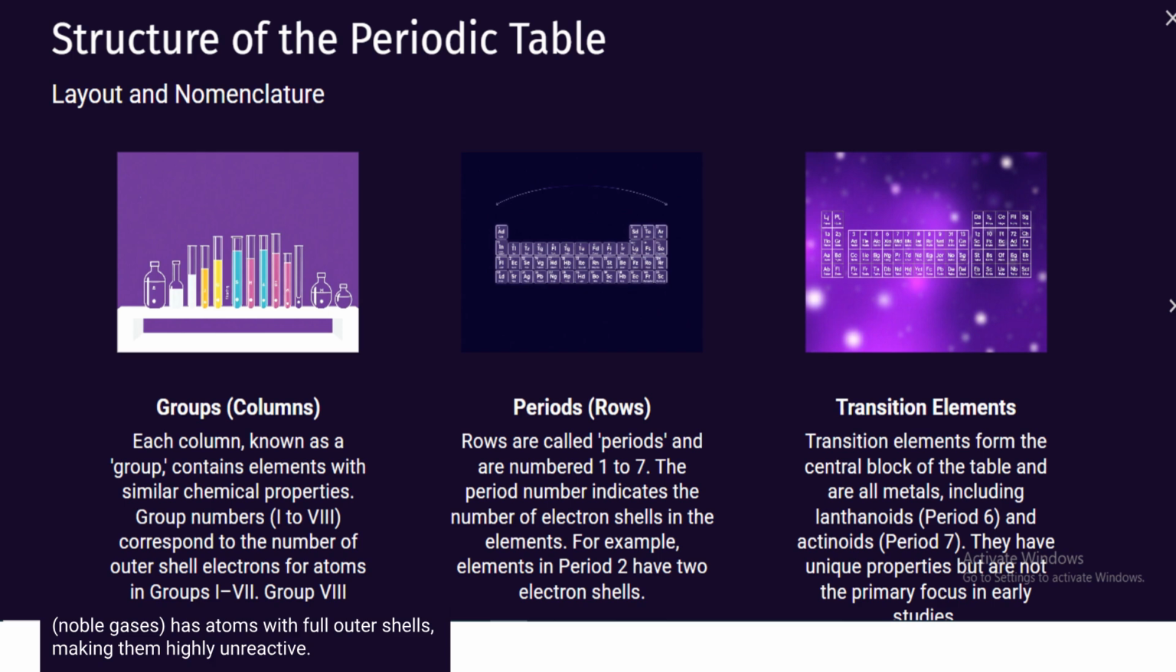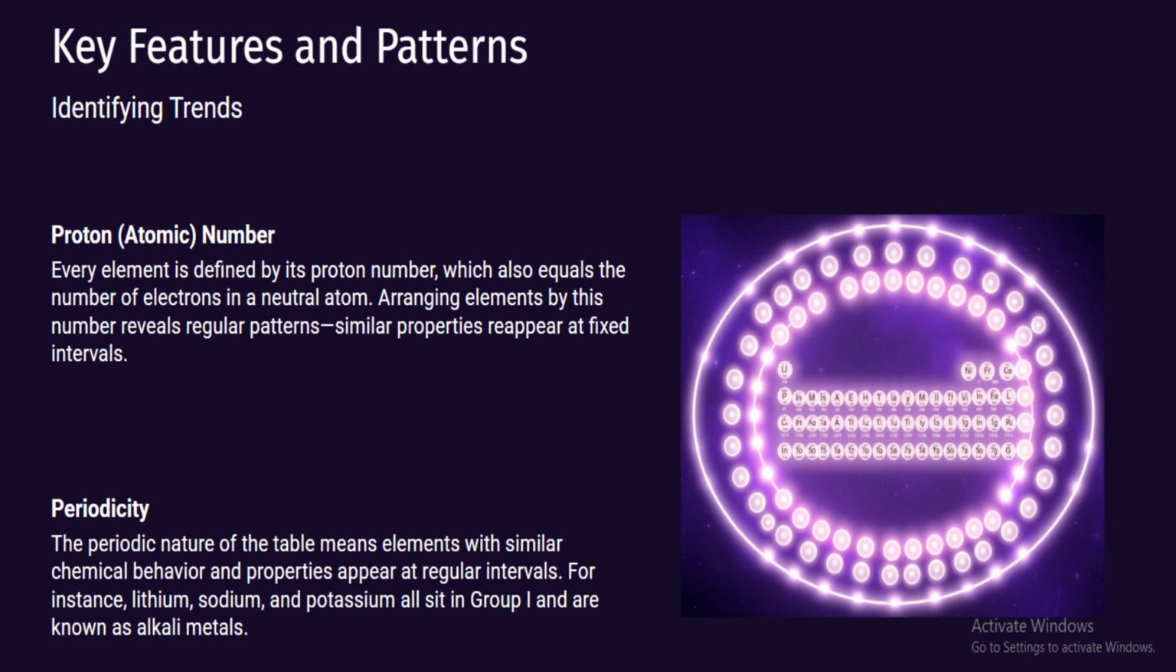The table is organized into groups or columns, with elements that share similar chemical properties. Periods, or rows, indicate the number of electron shells, numbered 1 to 7. Transition elements form the central block. Elements are defined by their proton or atomic number. The principle of periodicity means that elements with similar chemical properties appear at regular intervals.